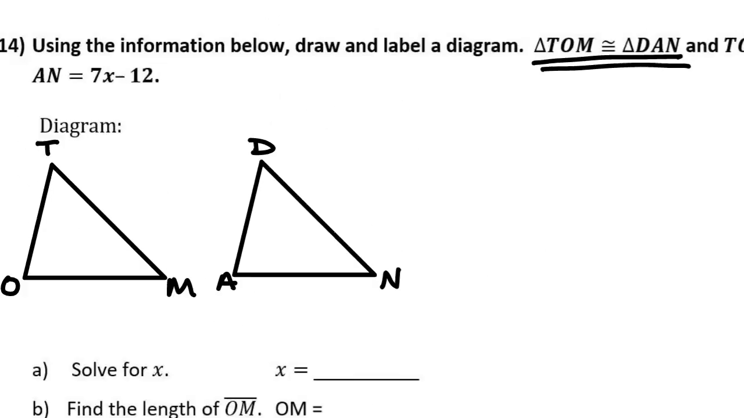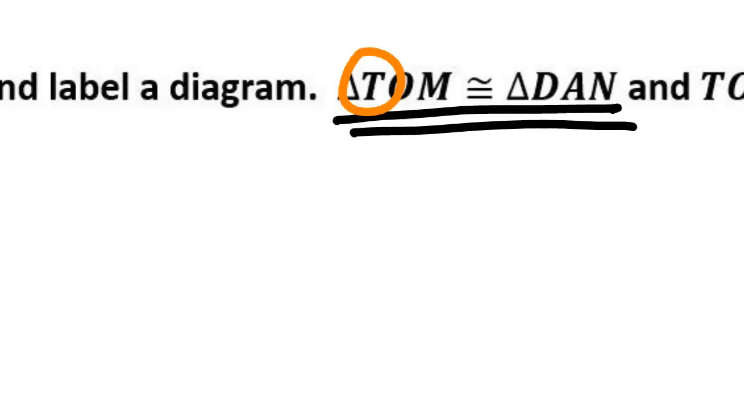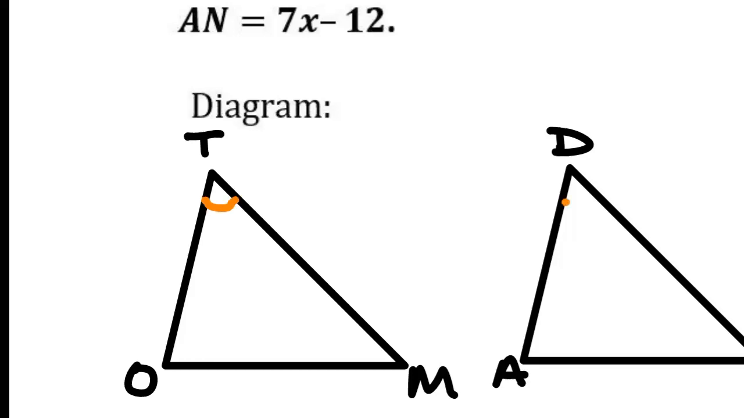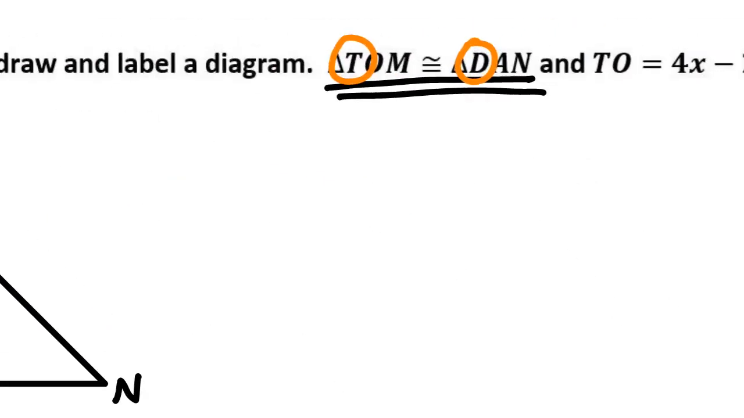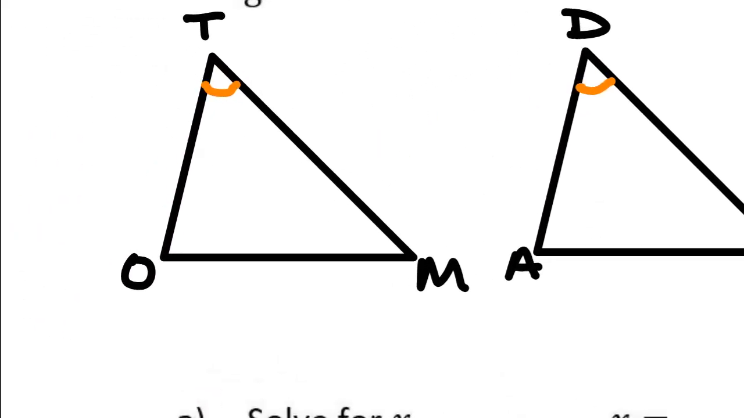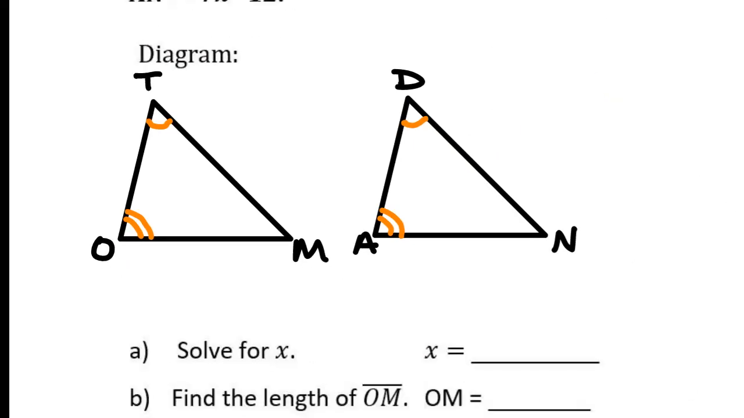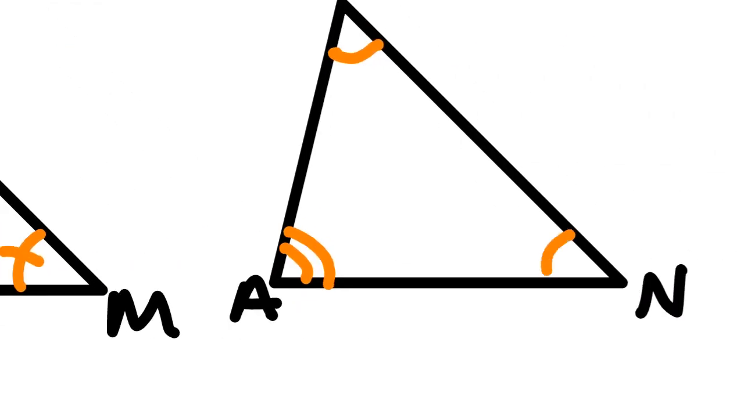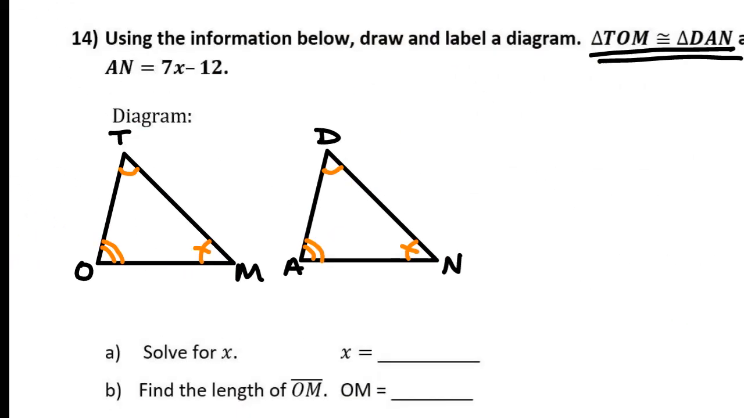And then we need to mark these up with their congruences. According to the congruence statement, angle T and angle D are congruent. So T and D get marked as congruent. What's another angle pair that's congruent? O and A. Angle O and angle A. And then finally, what else would have to be congruent? M and N.